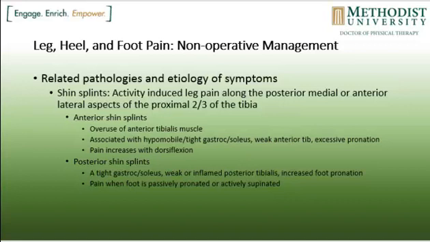Anterior shin splints are caused by overuse of the anterior tibialis muscle, and it's associated with hypomobile or tight gastrocsoleus complex, a weak anterior tibialis, and excessive pronation. And these individuals have pain that increases with dorsiflexion. Whereas posterior shin splints also have a tight gastrocsoleus complex, but a weak and inflamed posterior tibialis, and these patients have increased foot pronation. Their pain is increased when the foot is passively pronated, kind of beyond what their current level is, or when they try to actively supinate the foot.